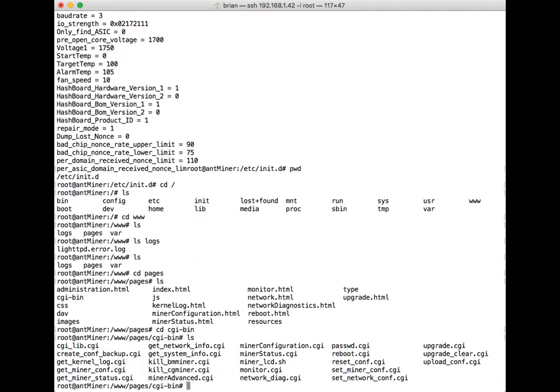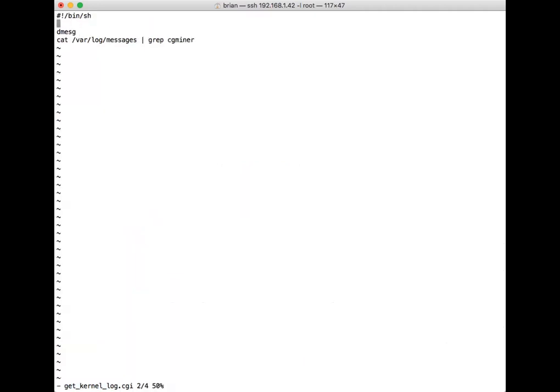If you look in here, there's a get kernel log. Let me highlight it for you. Okay. So we're going to add a command up there to dump it to the output on the web server. If I go look at that file, I'm going to VI it, which is a text editor, get_kernel_log.cgi. It really is quite easy.